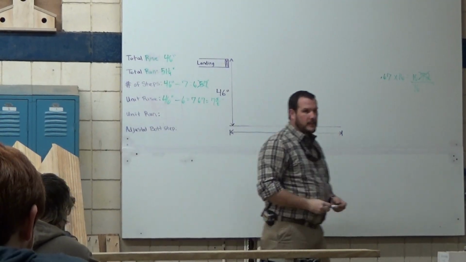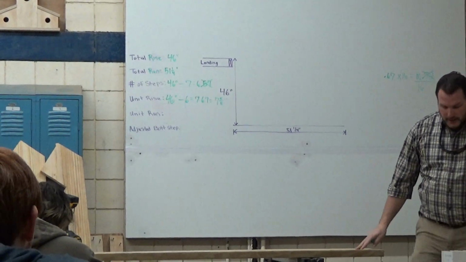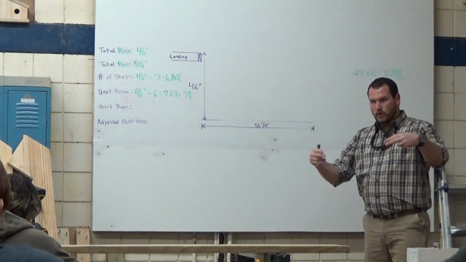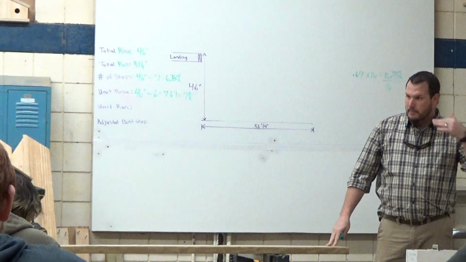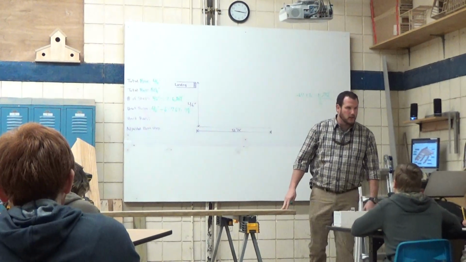Somebody tell me what 7 5/8 means. What is my unit rise? The distance I'm going to take to go up 1 step. I told you this before, but your brain has created muscle memory for stepping up roughly 7 inches, which is what we're looking for.